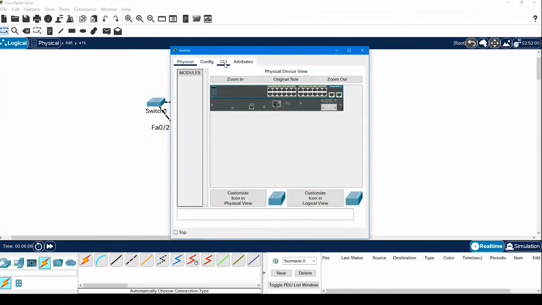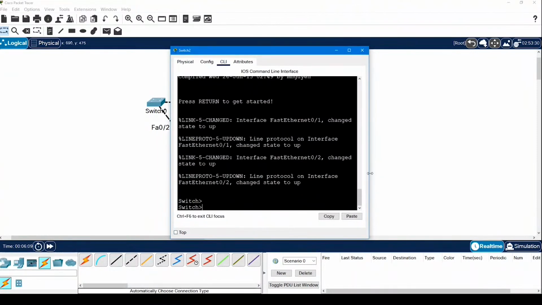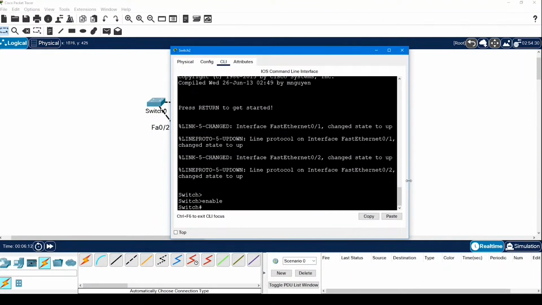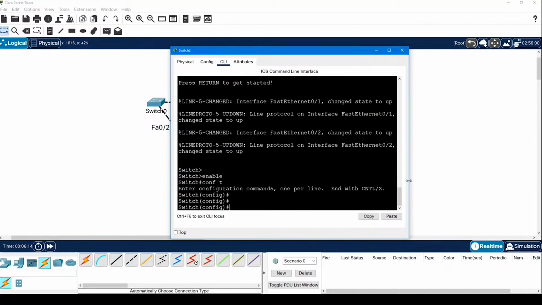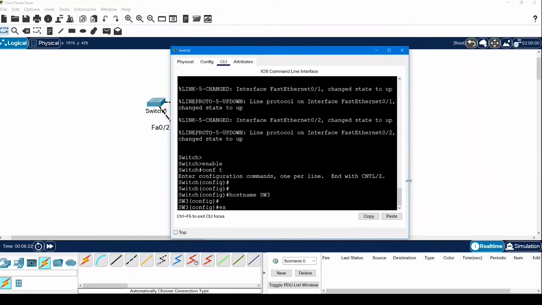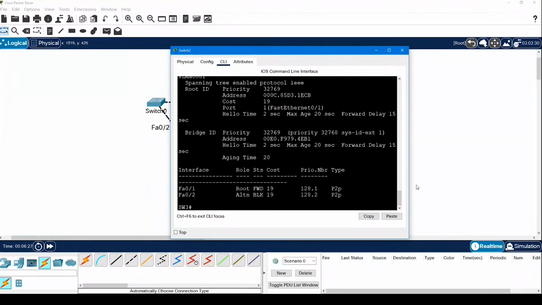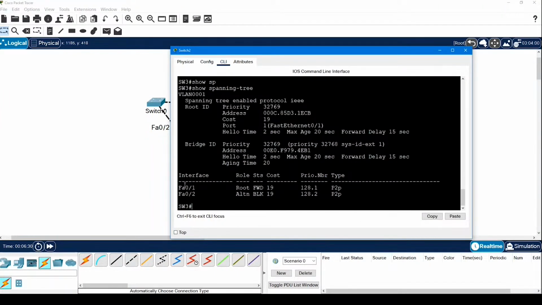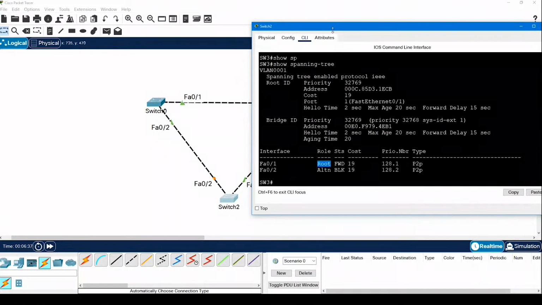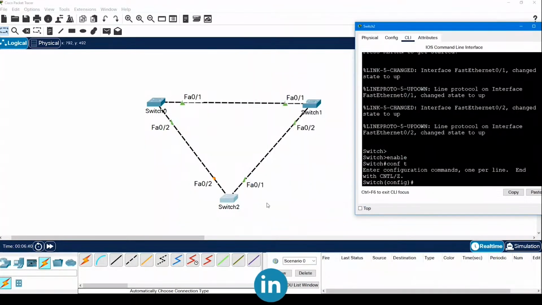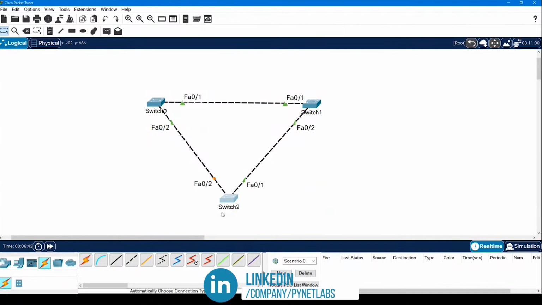Now, if we look into this on switch number 2, we say enable, conf t, and then show spanning tree, and you will see that again there are two ports, FA01 and FA02. FA01 is the root port, which is connecting switch 2 to the root bridge, right? So this is the port which is connecting it to the root bridge.